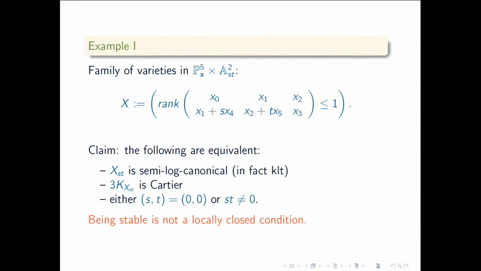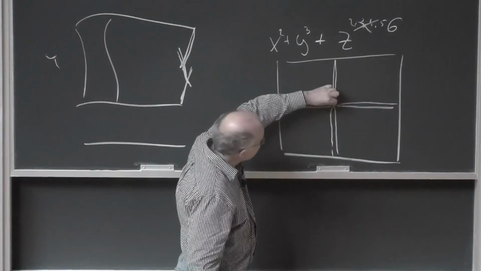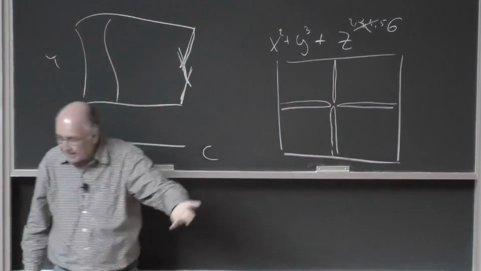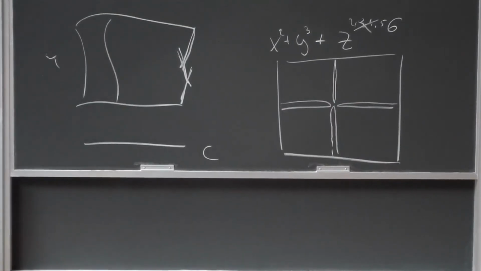But here comes the bad news: either S and T are both 0, or S and T are both non-zero. So that means that here I am in my plane, and there is some bad locus here. The origin is okay, but I have to leave out these lines. Then if I look at this torus union the origin, well, it's a constructible set, but it's not an algebraic variety.